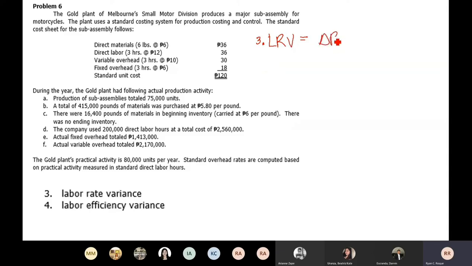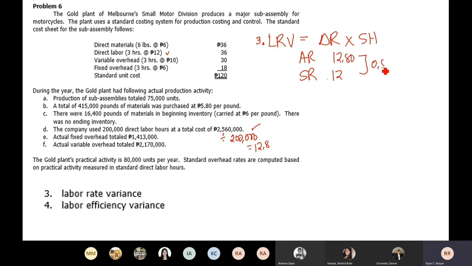Labor rate variance. Difference in rate times your standard hours. Actual rate and standard rate. Ano ang actual rate natin? Standard rate, kita agad dito. So direct labor, that would be 12. Actual rate, hanapin natin sa problem. Makikita mo naman, ito. The company used 200,000 direct labor hours at a total cost of 2560. Walang actual rate na binigay, but you can always compute. So 2560 divided by 200,000. So the answer is 12.8 per hour. So that is your actual rate.